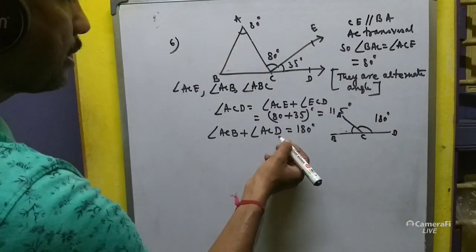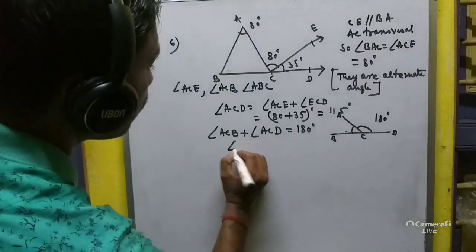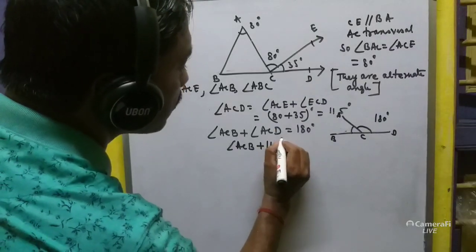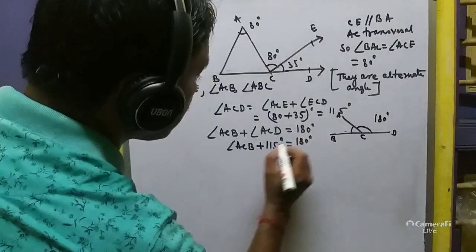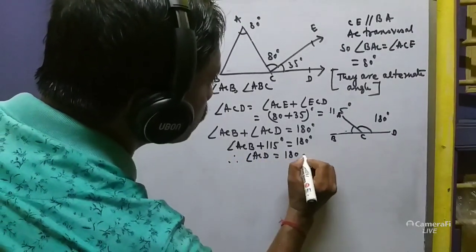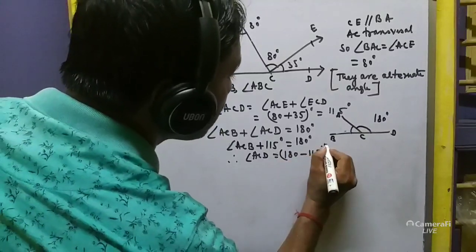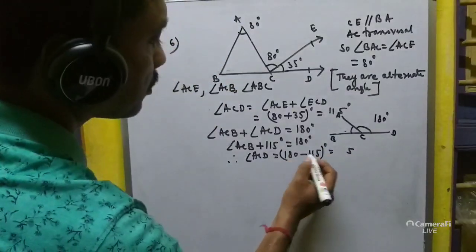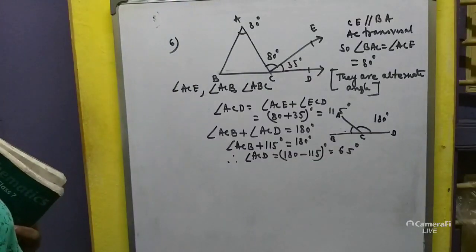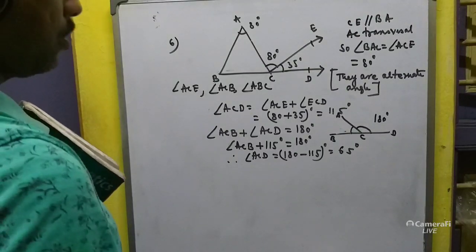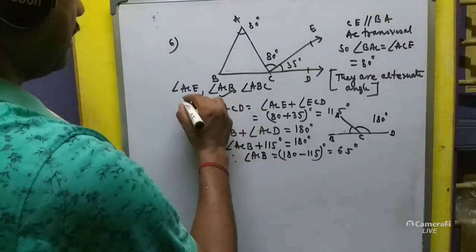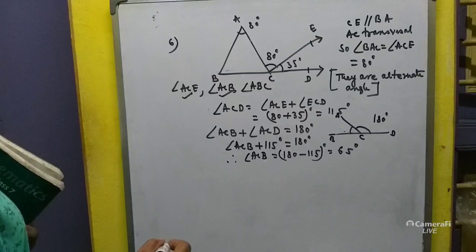So ACD is found out, 115. So find out ACB. ACB plus ACD, 115, equal to 180. Therefore ACB equal to 180 minus 115. So find it out. 65 degree. So ACB found out. ACE found out. ABC, ABC you know.